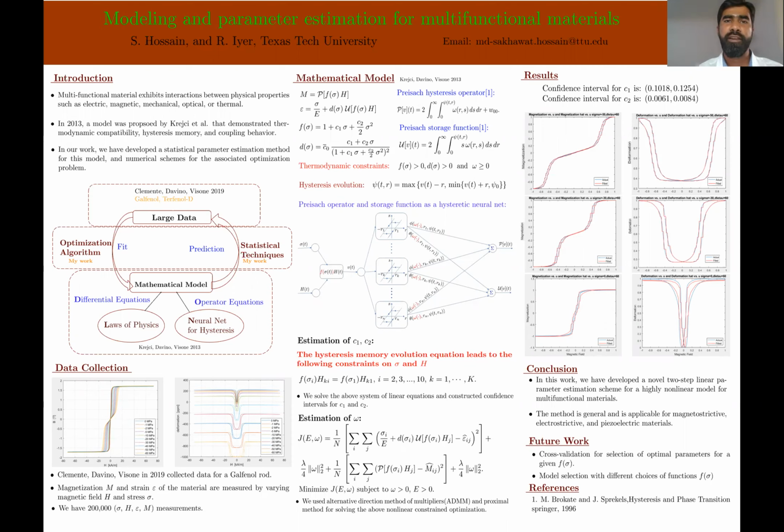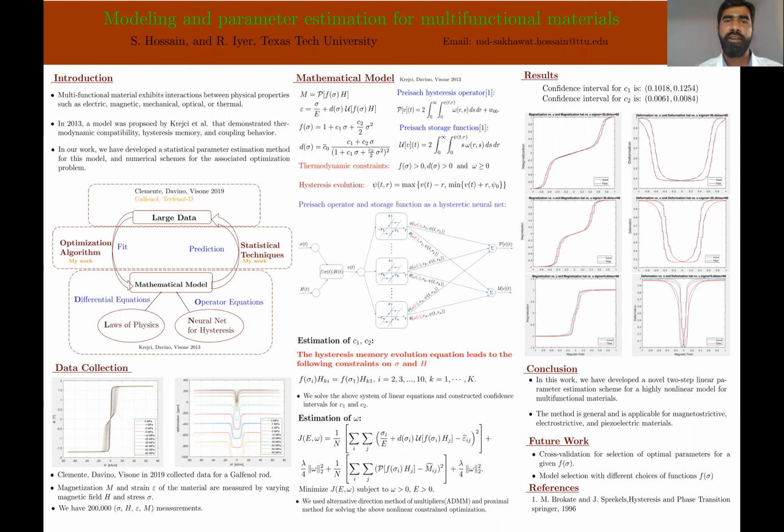Two inputs, sigma of t and H of t, create the input for the hysteretic neural network, v of t, which is the product of a nonlinear function f of sigma and the magnetic field H. So each of the neurons encodes the hysteresis memory, and the outputs are collected through two nonlinear operators.